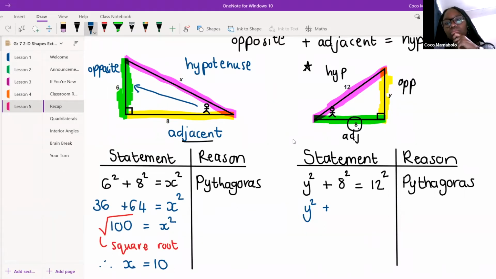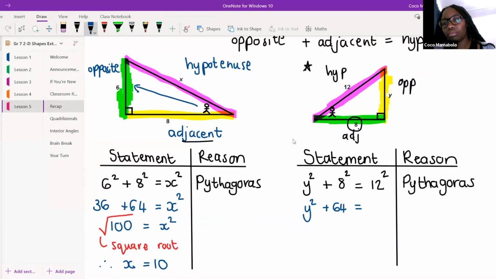8 squared is 16 squared. Oh, no. Remember, 8 squared is the same as 8 times 8. What is 8 times 8? 64. Good. It's 64. We don't have to do the squared anymore. We've already done the squared. So it's just going to be 64. Excellent. So what is 12 squared then going to be?